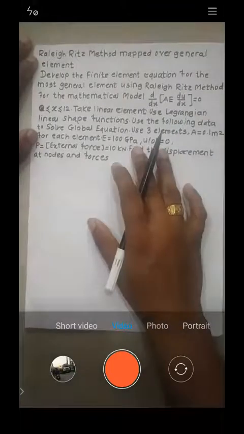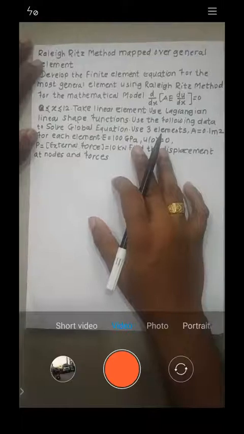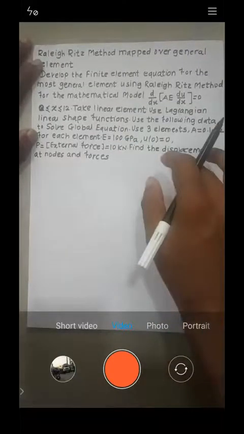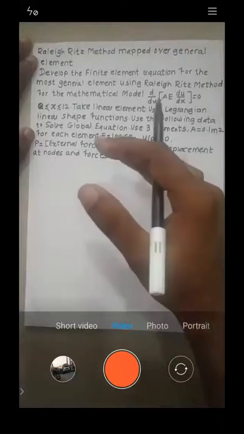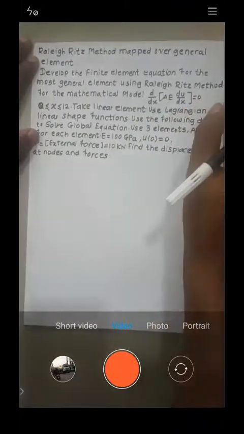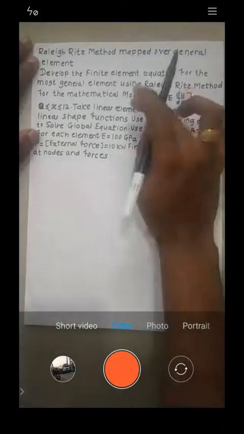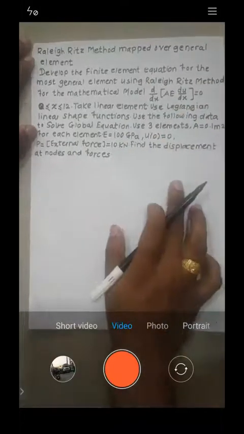What is the element matrix equation for a bar under axial load? It is AE by L times the matrix 1 minus 1, minus 1 1, times U1 U2, is equal to F1 F2. This is the element matrix equation for a bar under axial load. But from where is it derived? It is derived from this governing differential equation, so we first need to derive it.